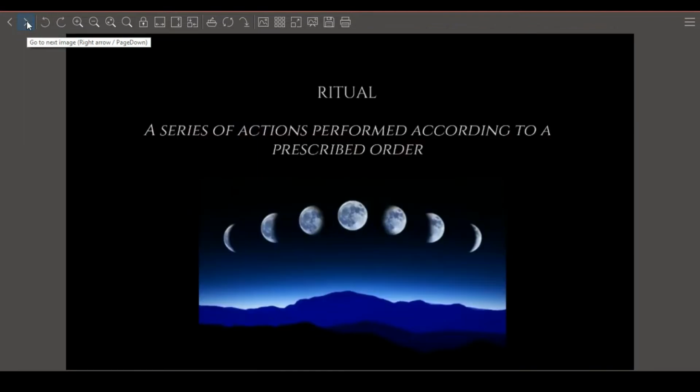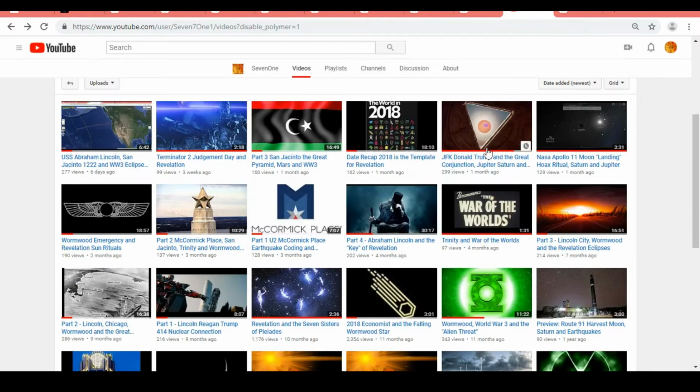And first I want to talk about how these are rituals, and just a real basic definition of a ritual is that it is a series of actions performed according to a prescribed order, and all these presidential assassinations and other events surrounding them are connected to astronomical alignments, such as solar and lunar eclipses and planetary alignments, and I've shown that before. I had the video on the Great Conjunction and how that is associated with the JFK assassination as well.